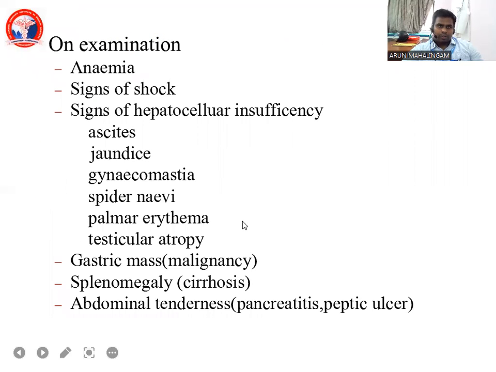On examination, the patient may have signs of anemia, signs of shock, signs of hepatocellular insufficiency, ascites, jaundice, and signs of liver cell failure like gynecomastia, spider naevi, palmar erythema, testicular atrophy. Sometimes it can present as a gastric mass, probably a malignancy, splenomegaly due to secondary portal hypertension and cirrhosis, and pancreatitis and peptic ulcer disease or a perforated gastric ulcer.